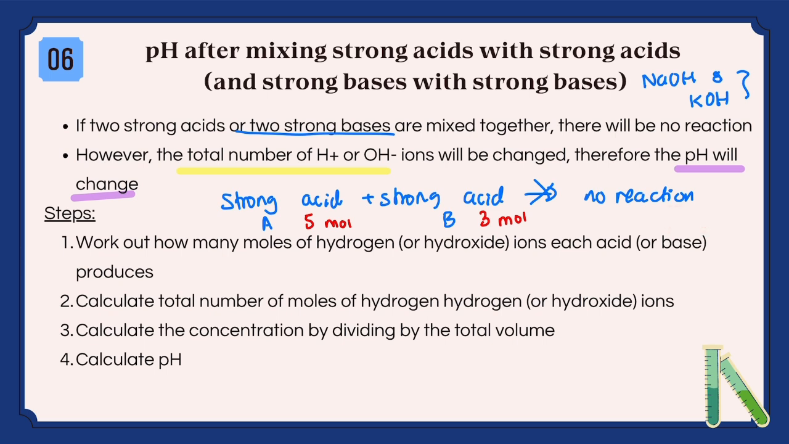So to work out the pH when we've mixed two strong acids or two strong bases, you're going to work out the number of moles of hydrogen ions or hydroxide ions you have. Then you're going to calculate the concentration by dividing it by the total volume. And then once you have your hydrogen ion concentration, you're going to be able to work out the pH using the pH formula.